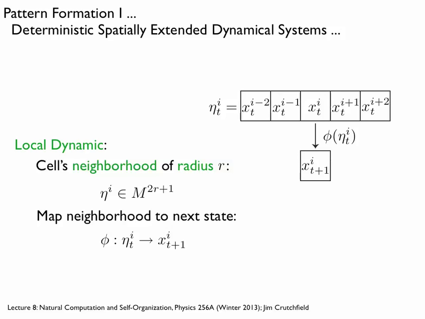So this little phi is the local dynamic, and then we often study neighborhoods that are symmetric about site I. So the range of coupling is often called the radius r. So this neighborhood here would have a radius of 2. In other words, when site I is updating, it looks at the states of its 2 nearest neighbors on either side and its own state. And then there's a deterministic function of that, a map, into the next value it should take. So the local dynamic is just the specification of maps from neighborhoods to next site value.